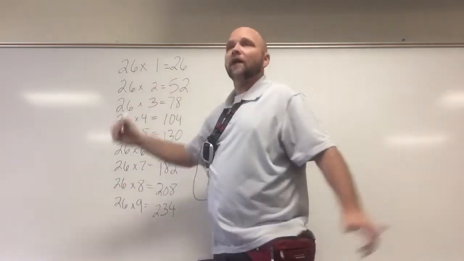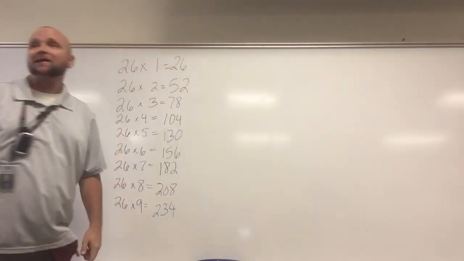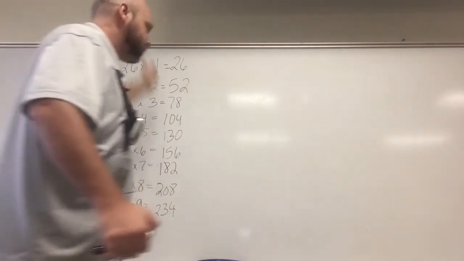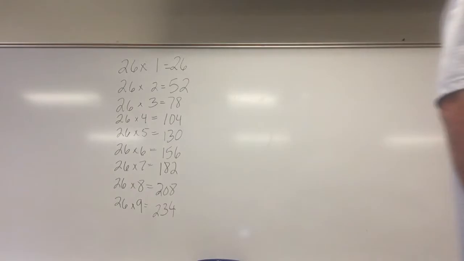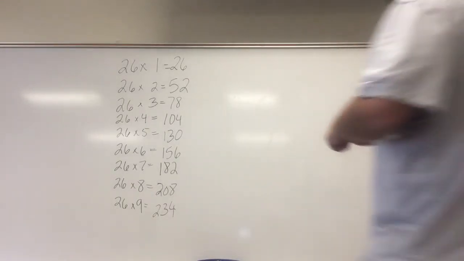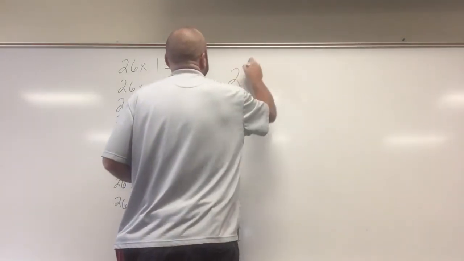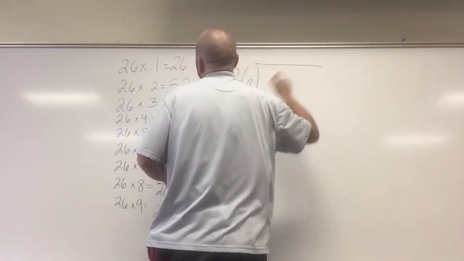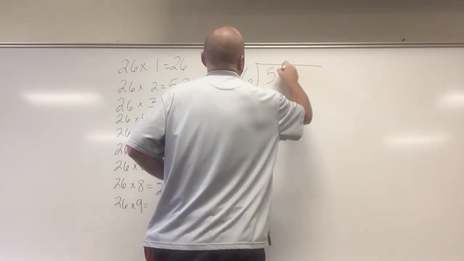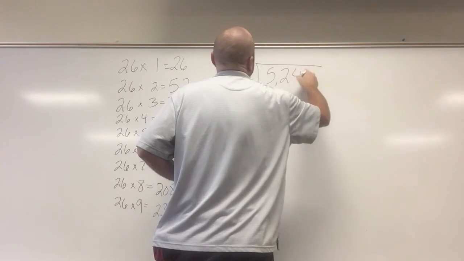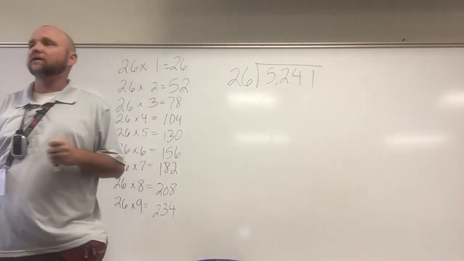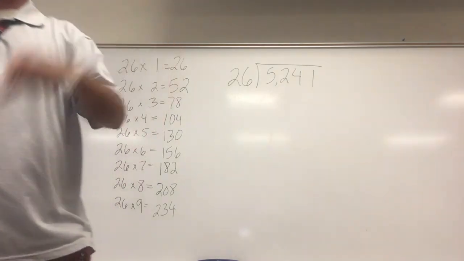Make sure you have your 26s correct, because I've looked at some of them. Oscar, your 26 multiples are not correct. So fix them. If you don't have them correct, fix them. That's why they're up on the board. You're going to solve this problem. 5,241 divided by 26. Solve this on your own.